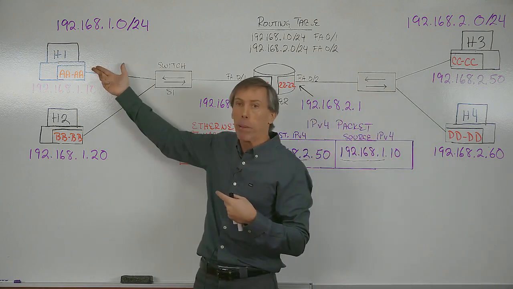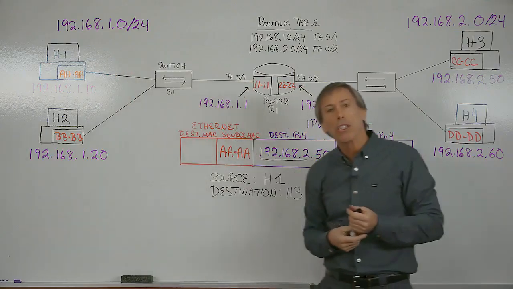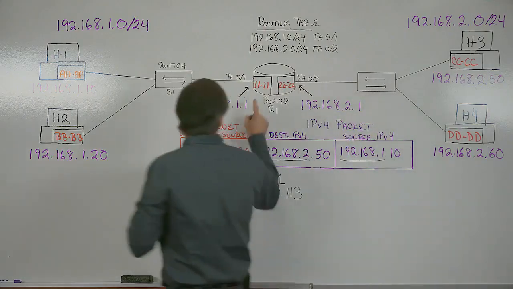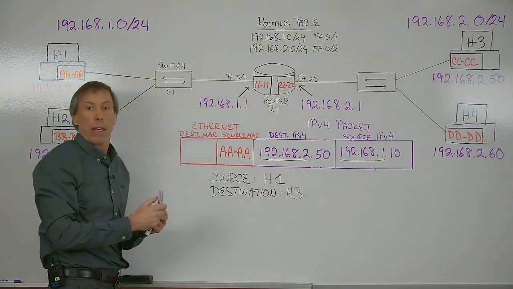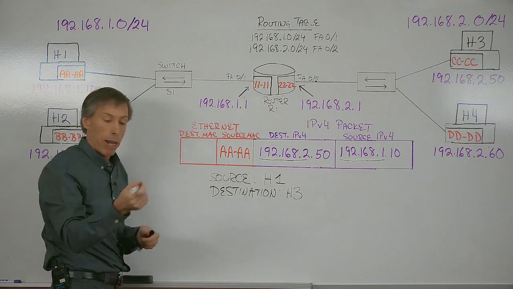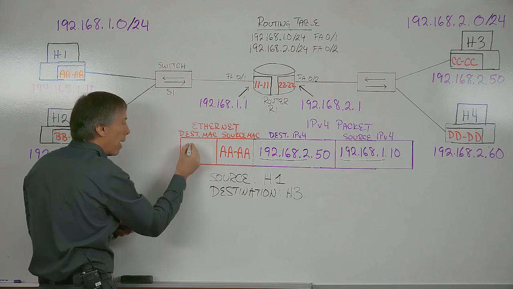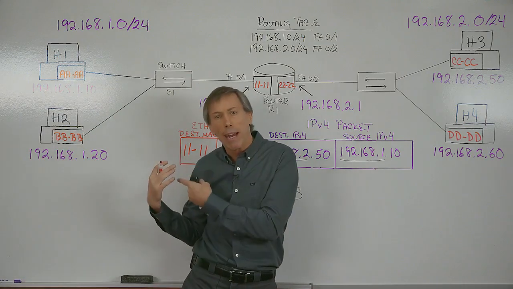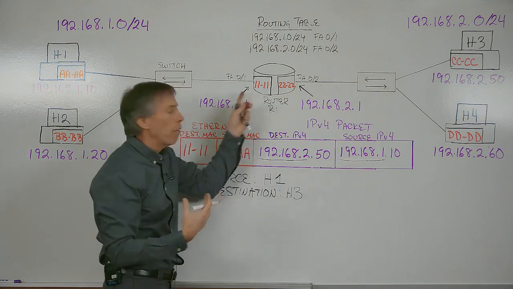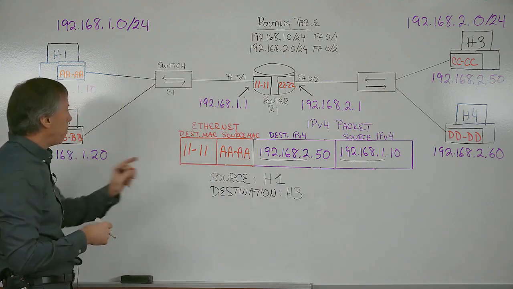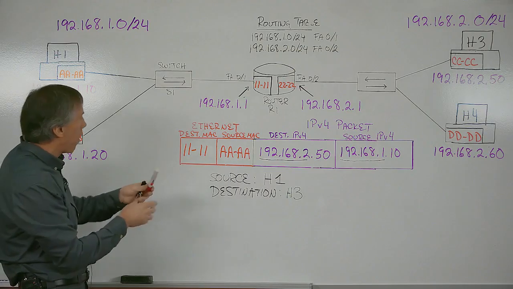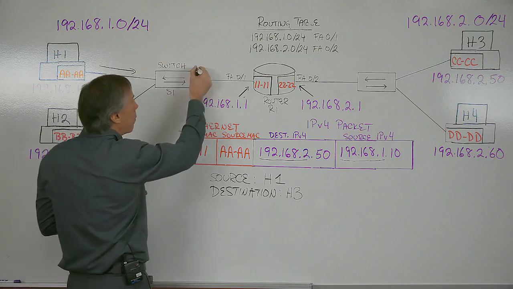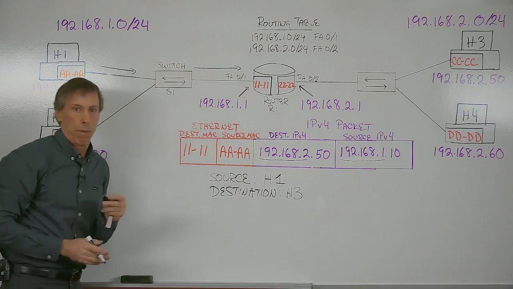So it checks its ARP cache for that MAC address. We're going to assume that it already has that information in its ARP cache. The Ethernet NIC associated with this router's interface, we're going to abbreviate it as 1111. And again, if it didn't know that information, it would send out an ARP request and get an ARP reply from the router. Okay, so now this Ethernet frame gets sent from H1 and is received by the router.